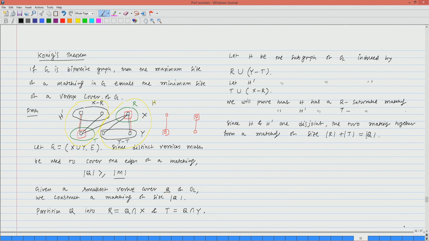See, we started with a vertex cover of size cardinality of Q, and given that, we are producing a matching of size cardinality of Q. So, once this is true, then you can say that the cardinality of M is greater than or equal to the cardinality of Q. Okay.